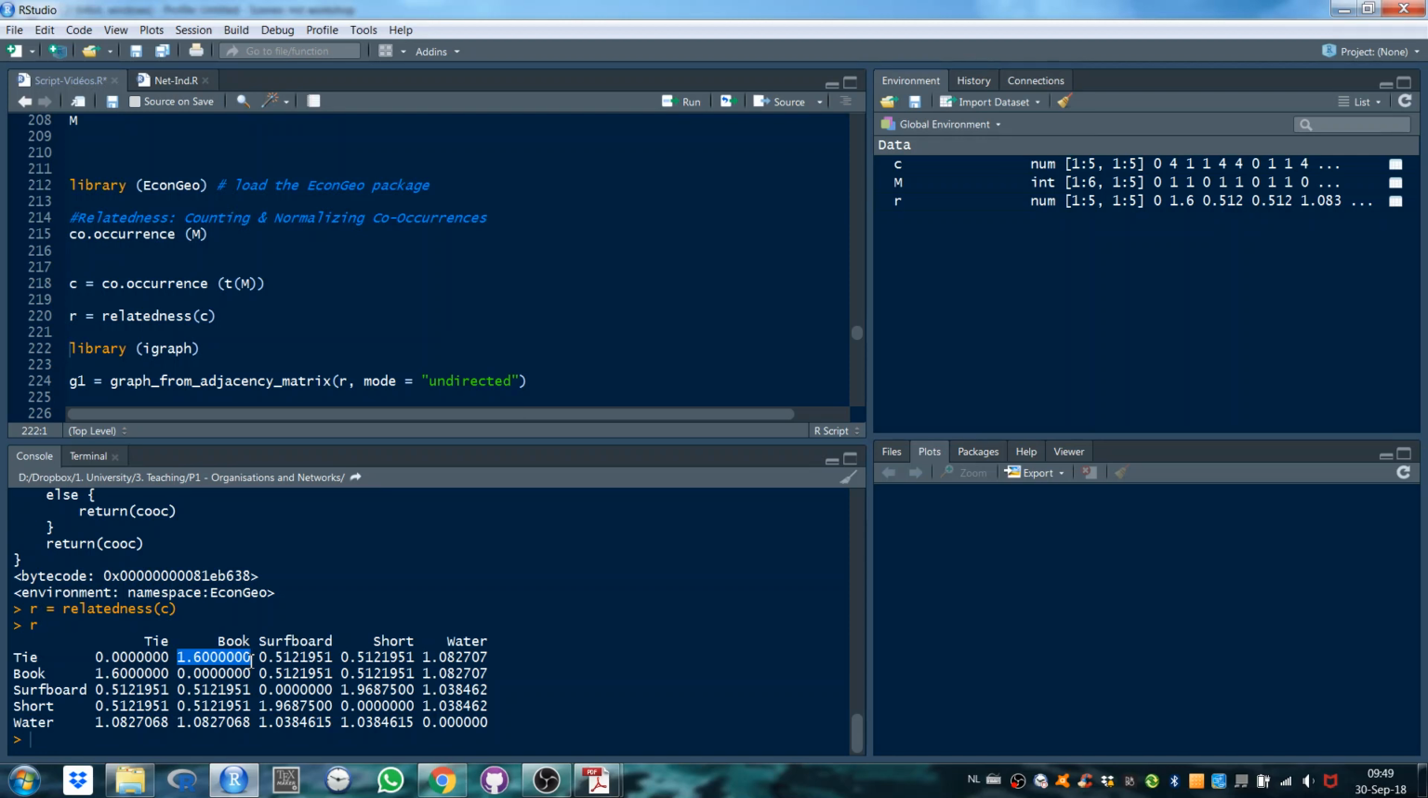There is nothing there. Now, a surfboard and a tie tend to be bought together less frequently than what you expect by chance. So they might not be related, okay? And you see already here, water and short, even though they were bought together very frequently, now that we account for the fact that water is bought with everything, we get almost one. And this is just a very small matrix, but if you have a larger matrix, you will get something really, really close to one, even just one. So we're going to use this to map the relatedness between entities.